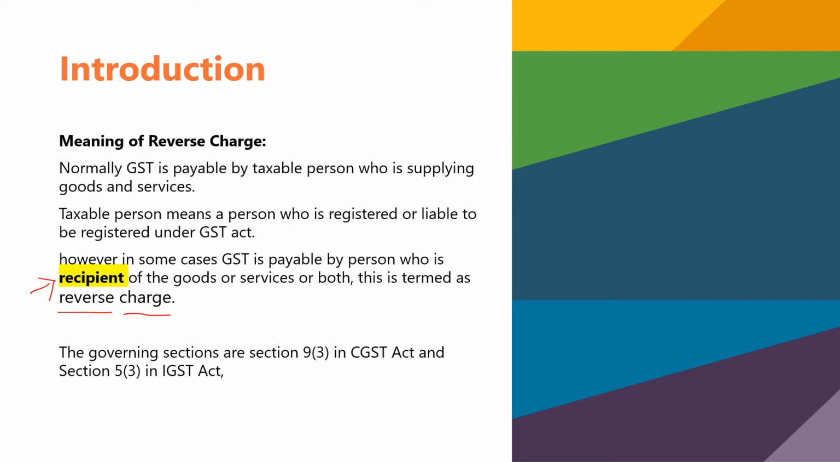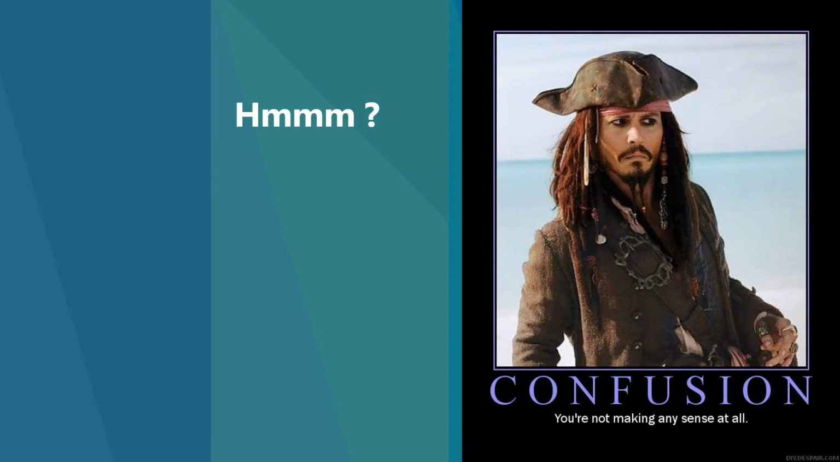So the section which governs are section 9 subsection 3 in CGST Act and section 5 subsection 3 in IGST Act. These are two charging sections which discusses about reverse charge. And there will be slight confusion in what payment means. Okay, slowly we will get into the details.